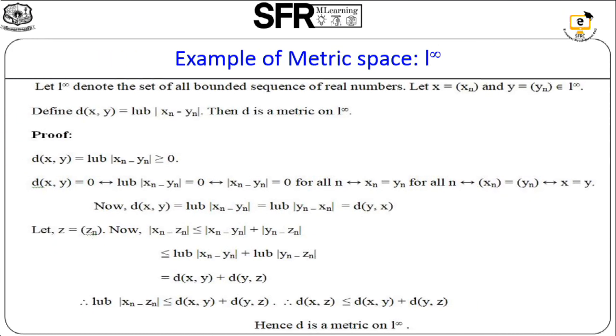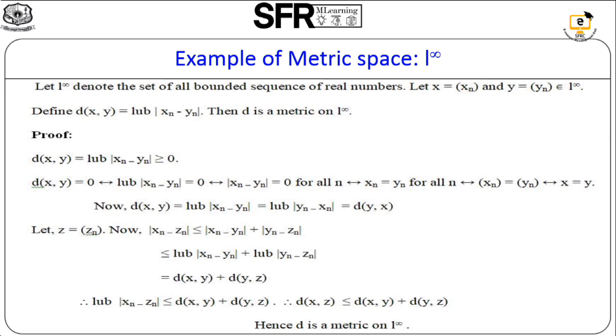Finally, we are moving to the infinite sequence space, that is L infinity, an example of metric space. First I define L infinity. Let L infinity denote the set of all bounded sequences of real numbers. I am taking x equal to xn and y equal to yn belonging to L infinity. I am defining the metric D of x comma y as the least upper bound of modulus of xn minus yn. I am going to prove that D is a metric on L infinity.